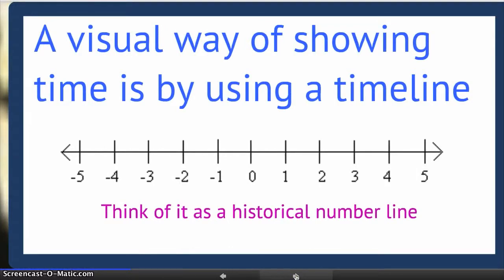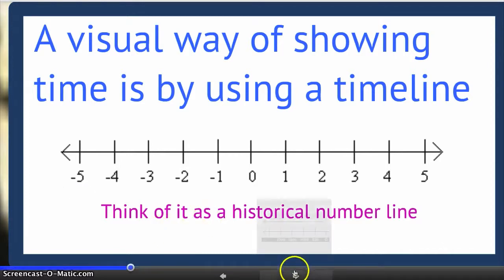Now, a visual way of showing time is by using a timeline. We want to think of a timeline as a historical number line. So think of your number lines in math. And this is actually a math number line right here, where you have 0 in the middle. All the numbers on the right-hand side are positive numbers, and all the numbers on the left-hand side are negative numbers. The way that historians break up time is very, very similar to this.